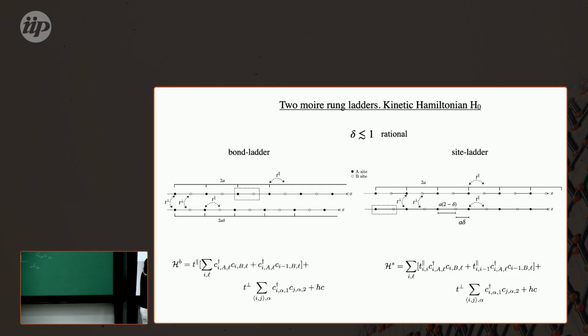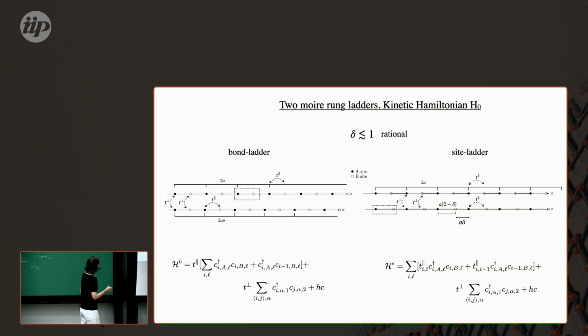The other one, the top chain is exactly the same as this one, but the bottom chain is slightly dimerized. That means that the distance between the white and black here is going to be a little smaller than the distance between the white and the black to the left. So this is the distance in terms of delta. And so this is one distance, this is the other. Again, hopping among the two chains and intra-chain hopping.